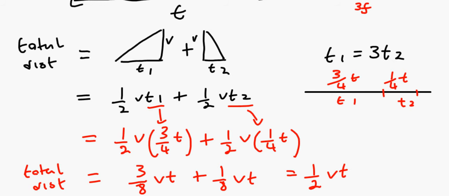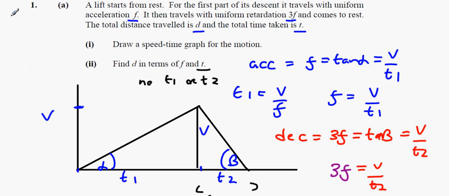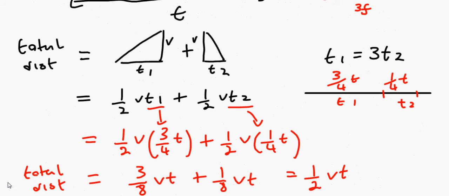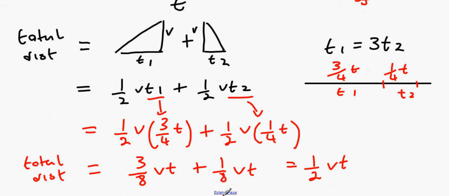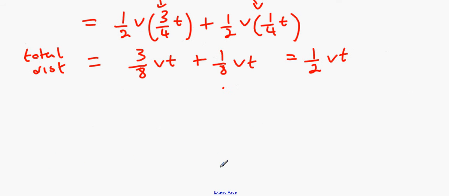Okay, so we got the total distance in terms of v and t. We want d in terms of f and t only, okay? So we don't want v there. So we have to figure a way to get rid of v.